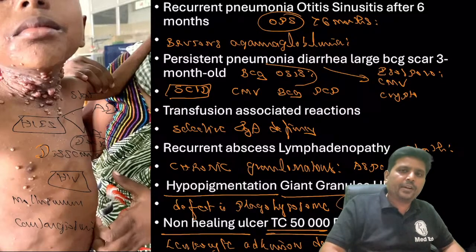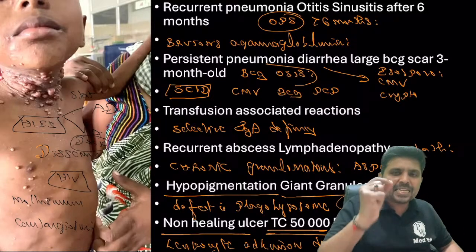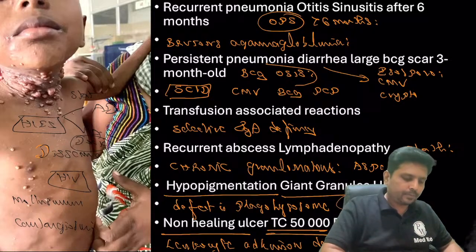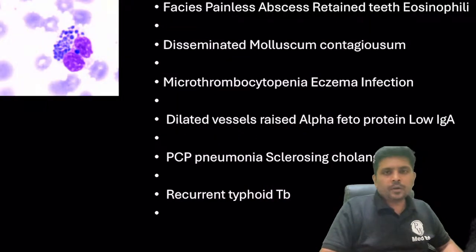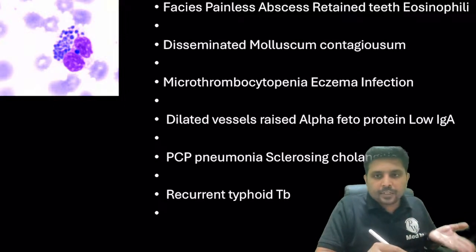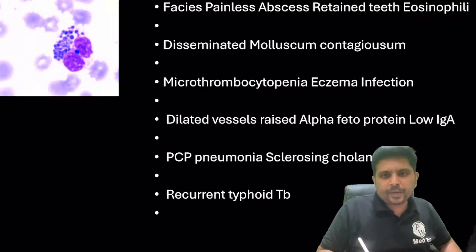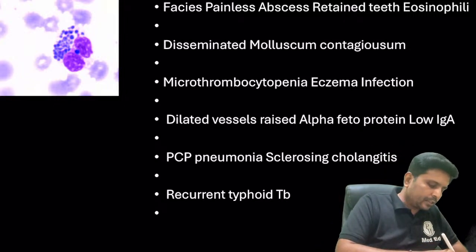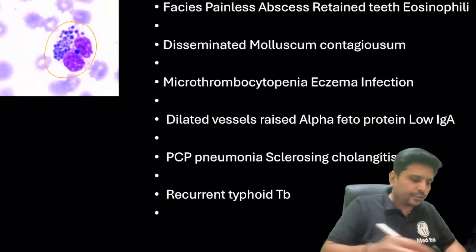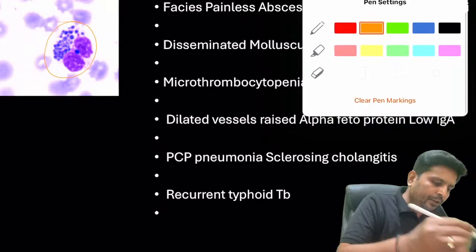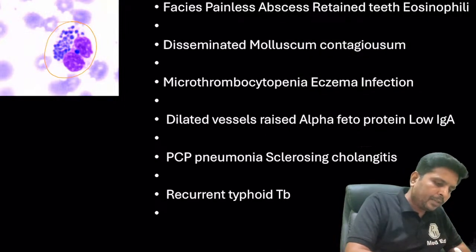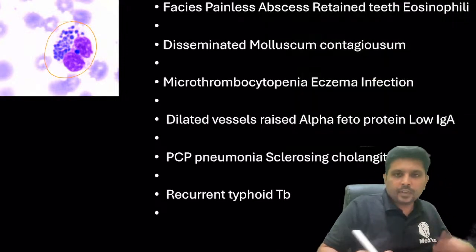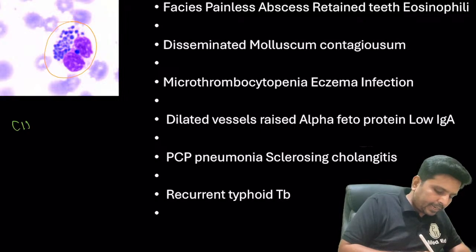The investigation for chronic granulomatous disease is NBT, the nitroblue tetrazolium test, which is the screening test of choice. Okay, look at this. What is this? As I told you already in my previous discussion, look at this. Giant granules in the neutrophils. This is suggestive of what? Chediak-Higashi syndrome.